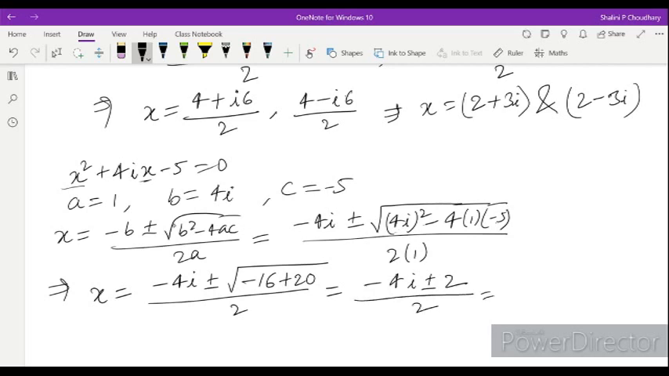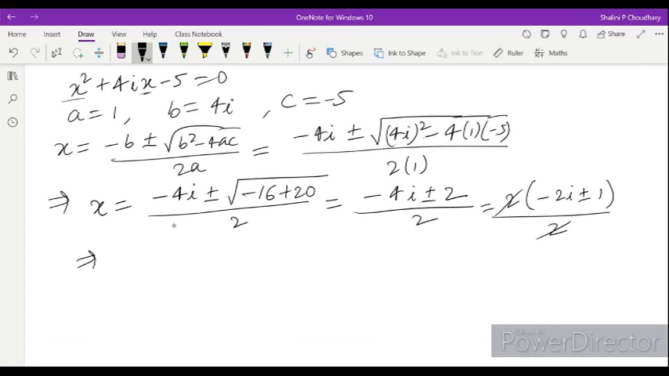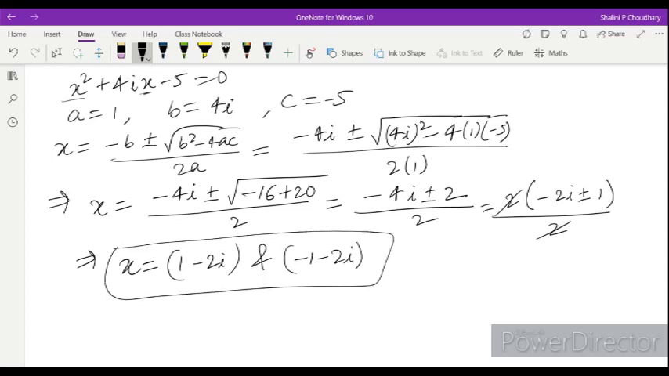Now can we take 2 common in numerator and denominator? So we'll get minus 2i plus minus 1 divided by 2. 2 cancels. So there will be two values. The two roots of x are 1 minus 2i and minus 1 minus 2i. Okay, so these are the two roots of x.